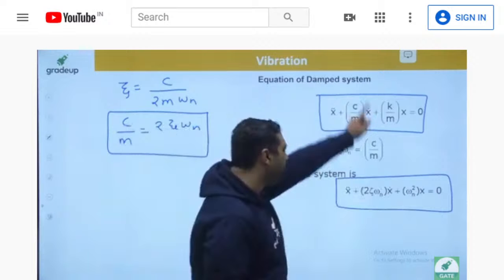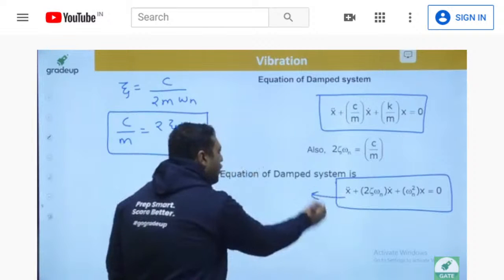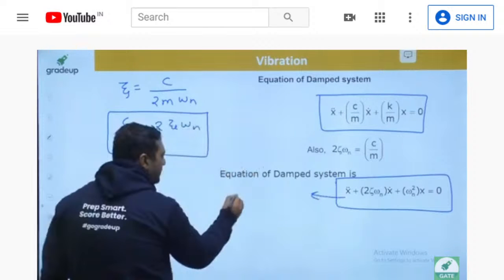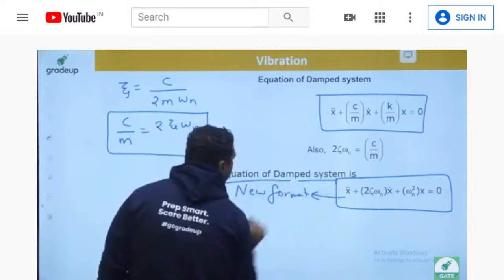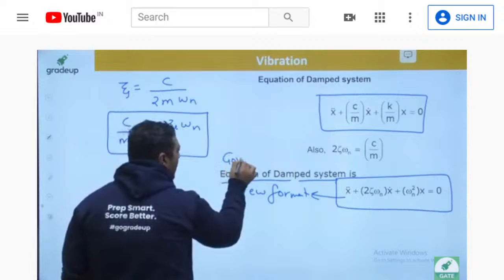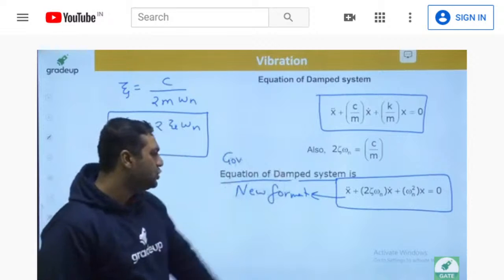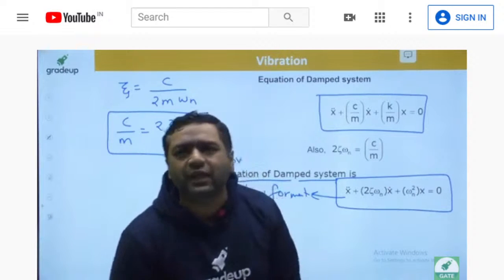So guys, this is the new format of the governing equation, the new format of the equation of a damped system. Okay guys, the roots of this equation we have seen.